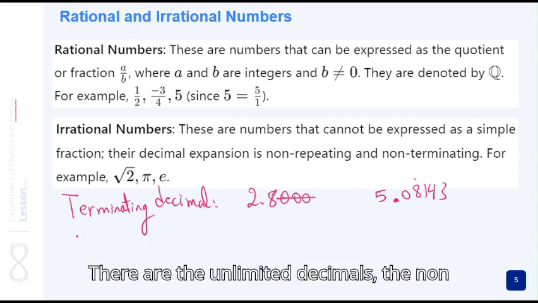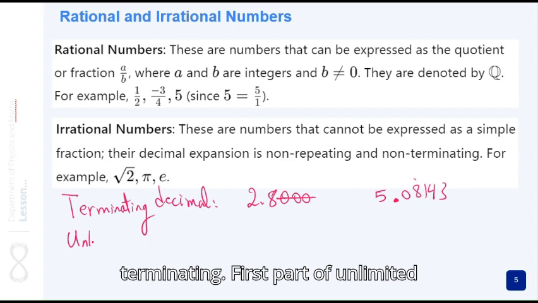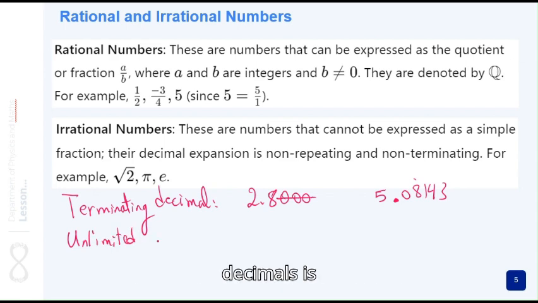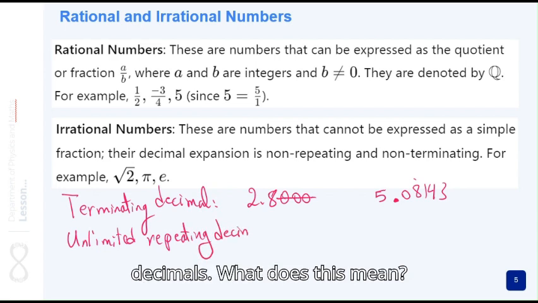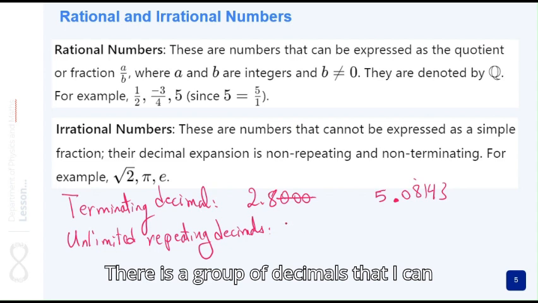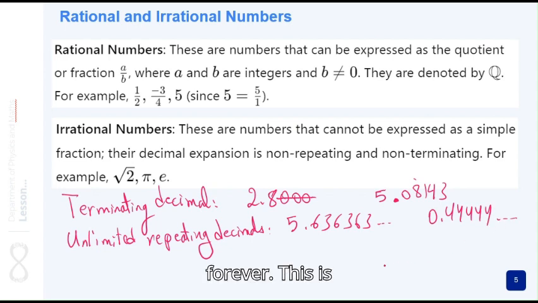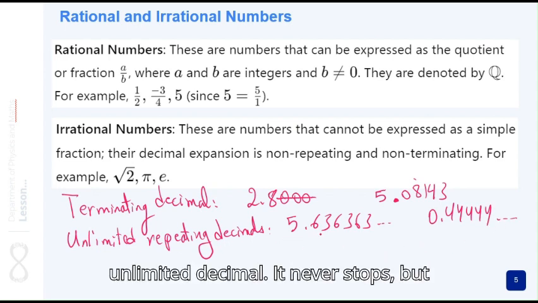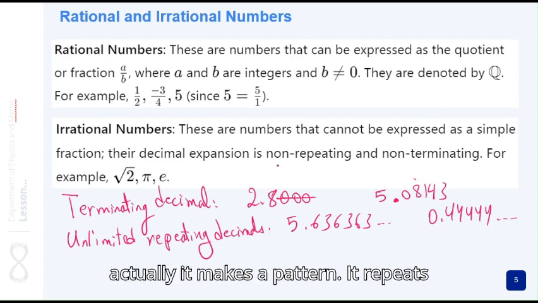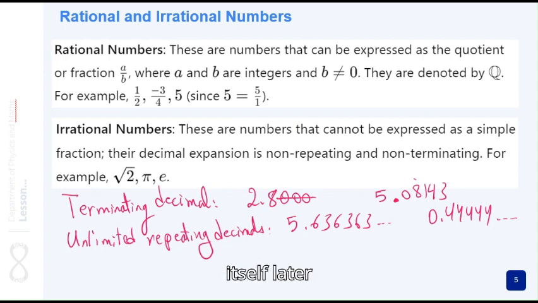There are the unlimited decimals, the non-terminating. The first part of unlimited decimals is unlimited repeating decimals. What does this mean? There is a group of decimals that I can write as 5.636363 forever, or 0.44444 again forever. This is an unlimited decimal. It never stops, but actually it makes a pattern. It repeats itself later. 63, 63, 63, 4, 4, 4, 4.